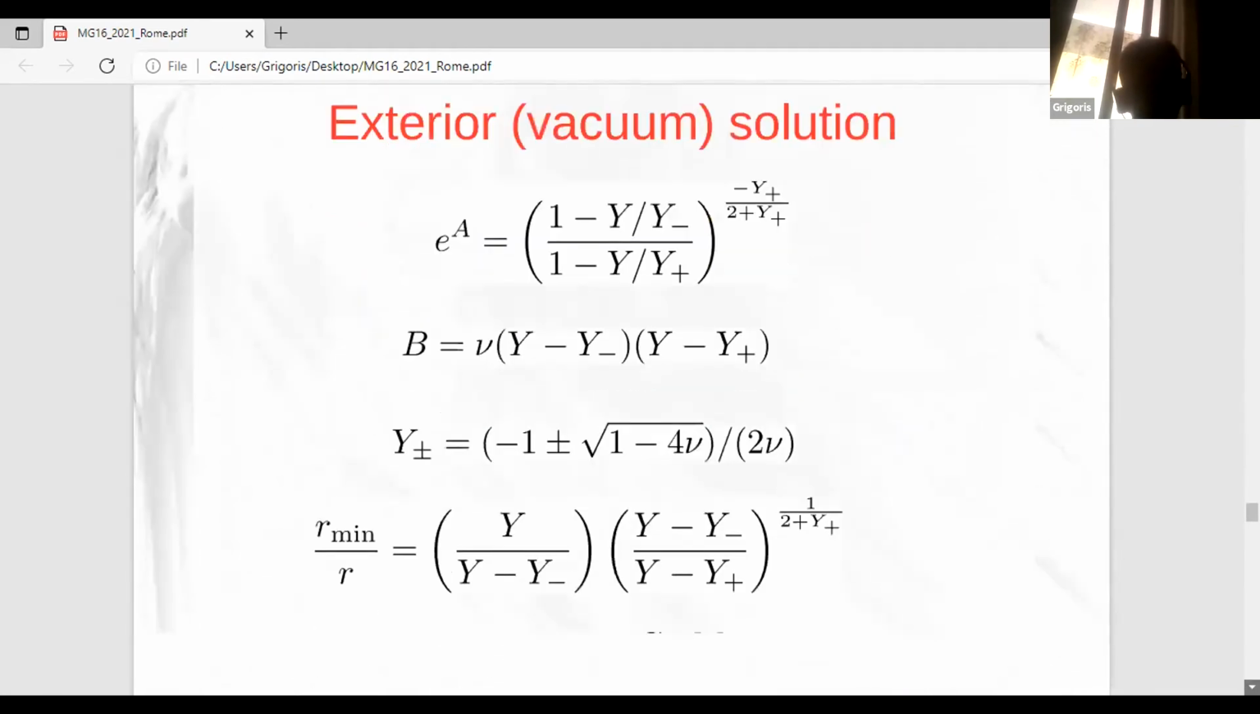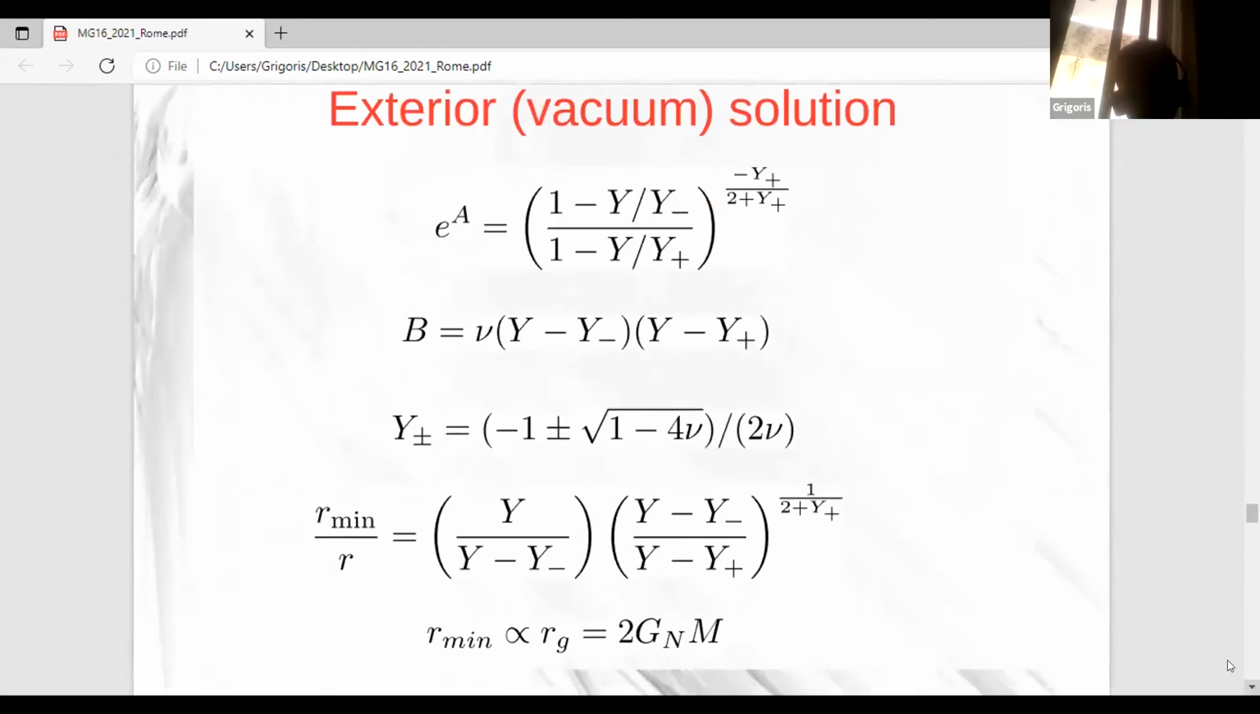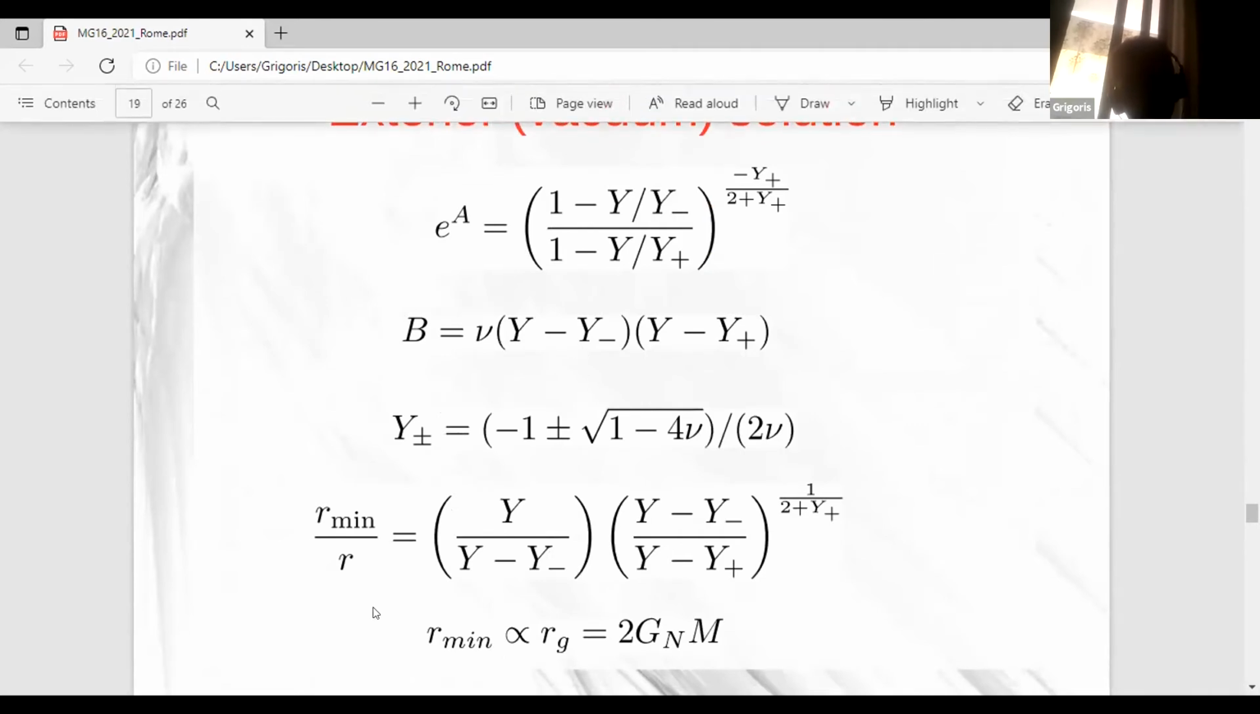Now, the exterior solution in this theory is not Schwarzschild anymore. It's a more complicated solution, but it is known. So the metric potentials are certain functions of the radial coordinate r.